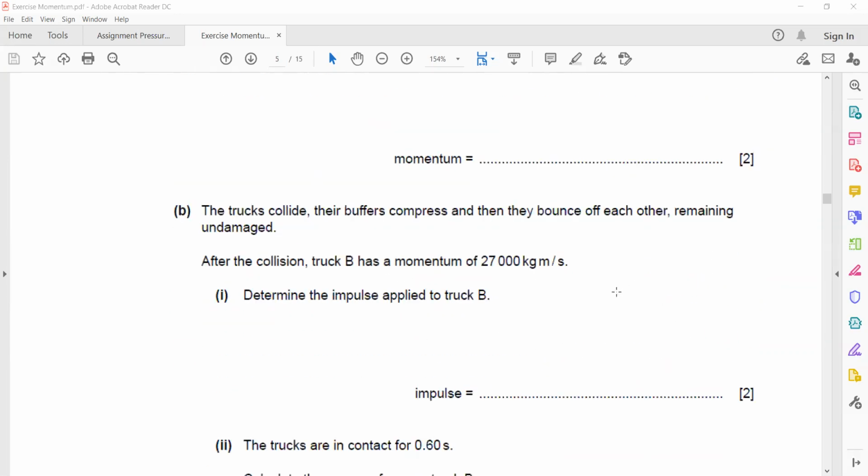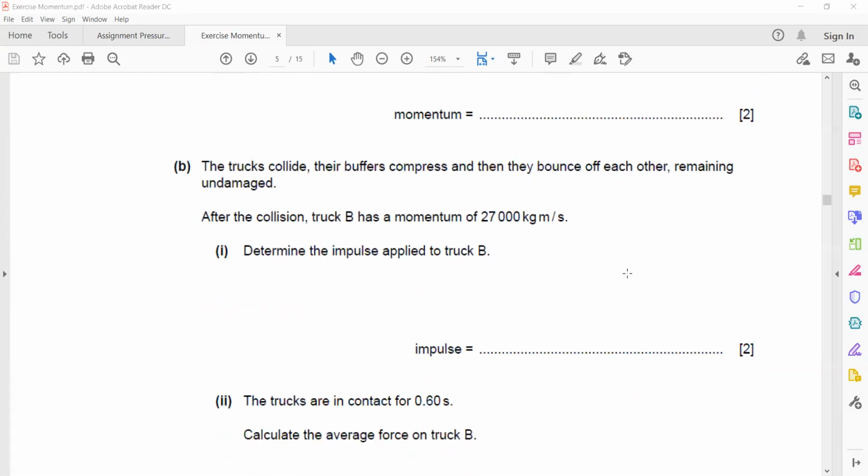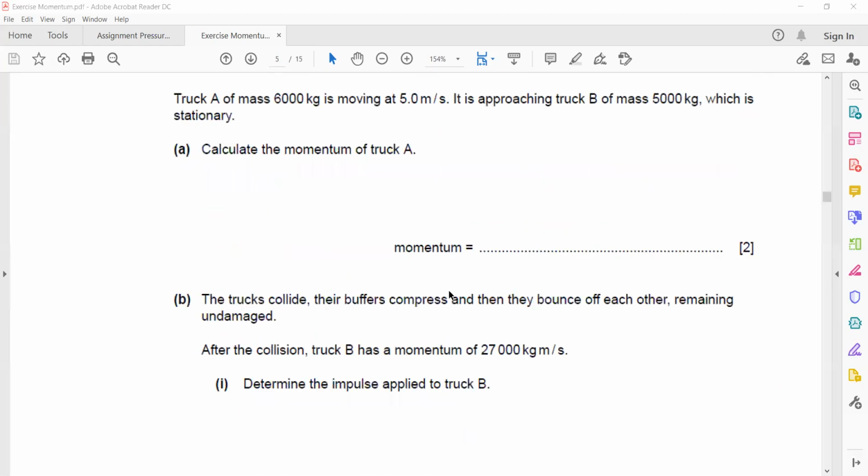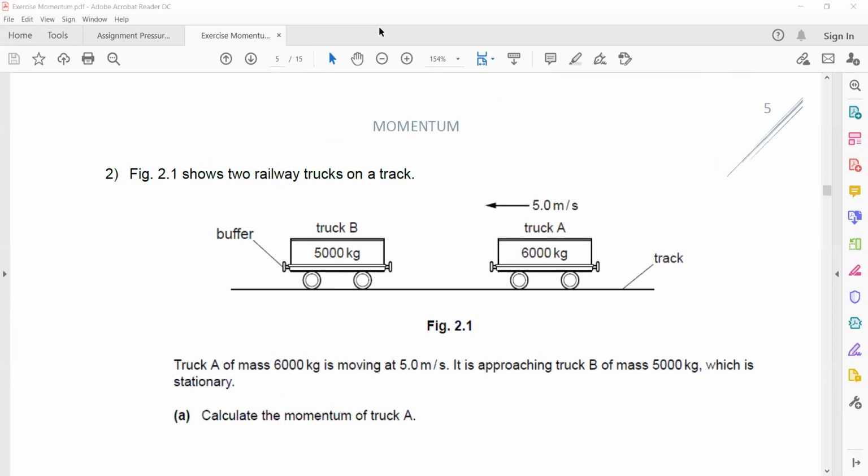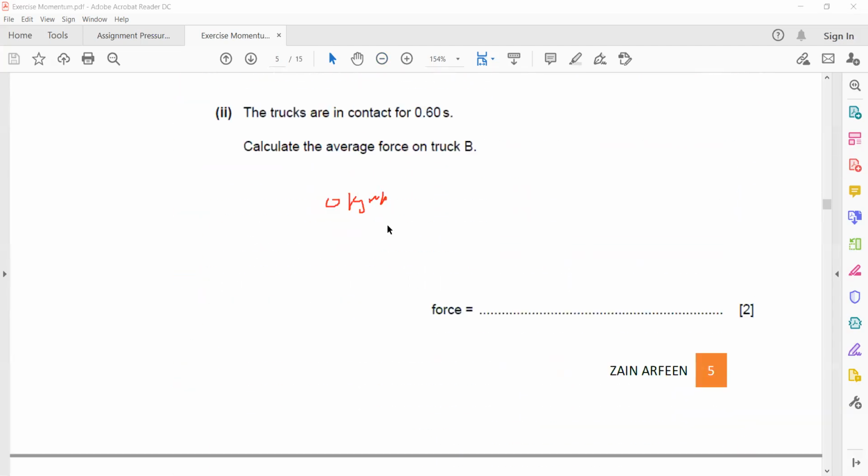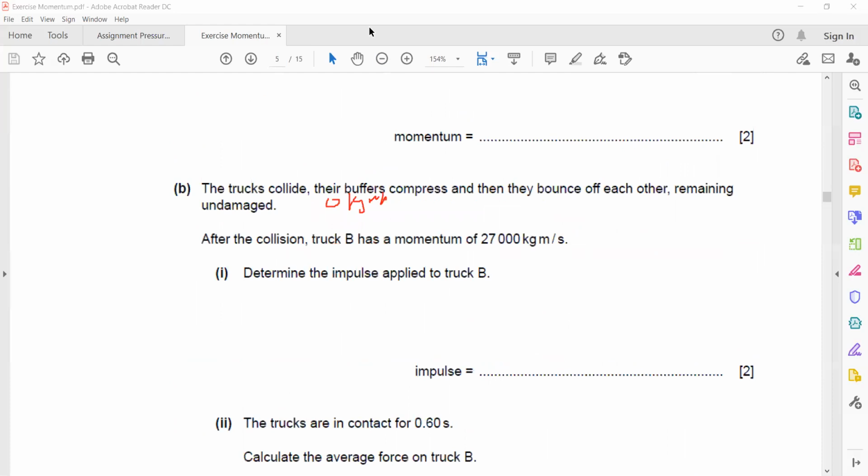The trucks collide and their buffers compress. They bounce off each other and remain undamaged. After the collision, truck B has a momentum of 27,000. Determine the impulse. Impulse means the change in the momentum. The original momentum was 0 because it was stationary, and the final momentum is 27,000. So the impulse is 27,000 minus 0, which is equal to 27,000 Newton second or kilogram meter per second. You can mention both.